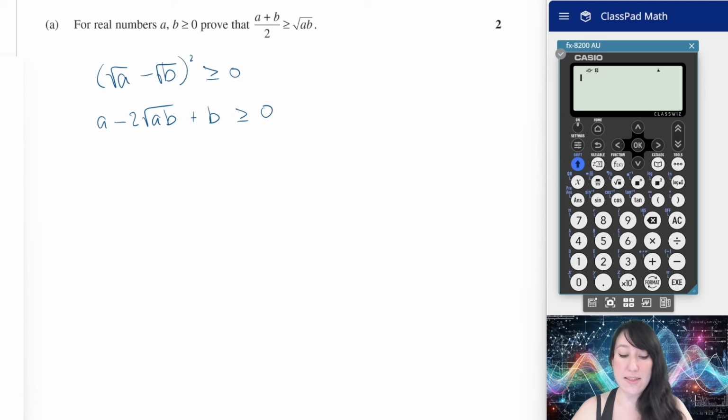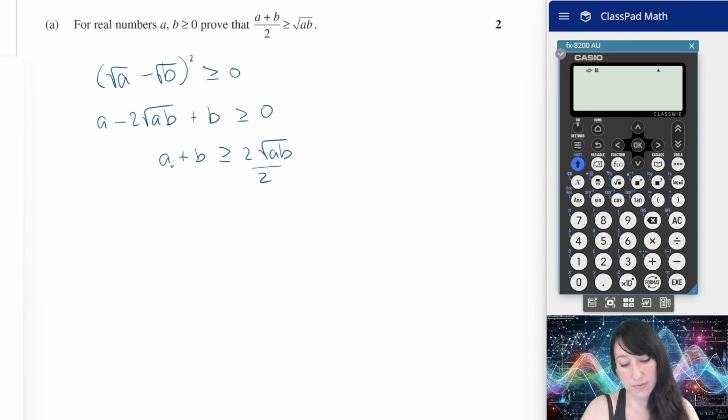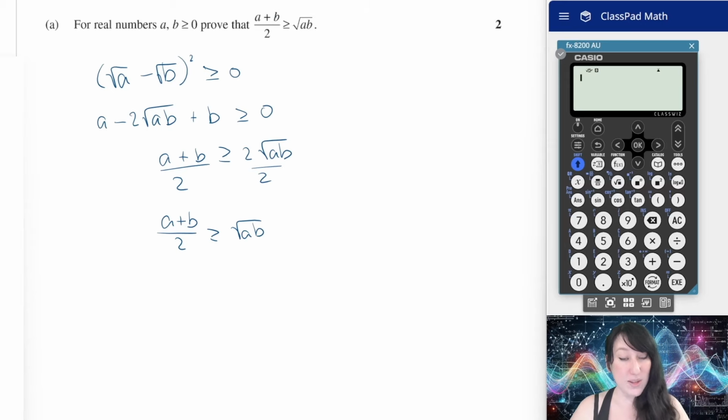Next, we're going to add the 2 root ab to the right-hand side and divide by 2. And so the result is proven.